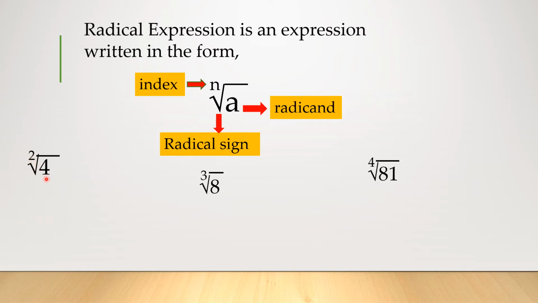This is the square root of 4. But usually, if it is a square root, we don't need to put this 2 anymore as the index. Understood? If there is no index written, it's 2. That's why it's called square root.